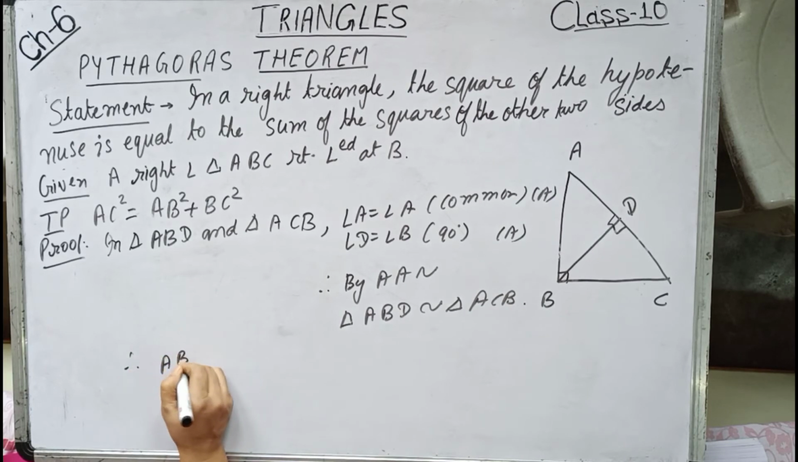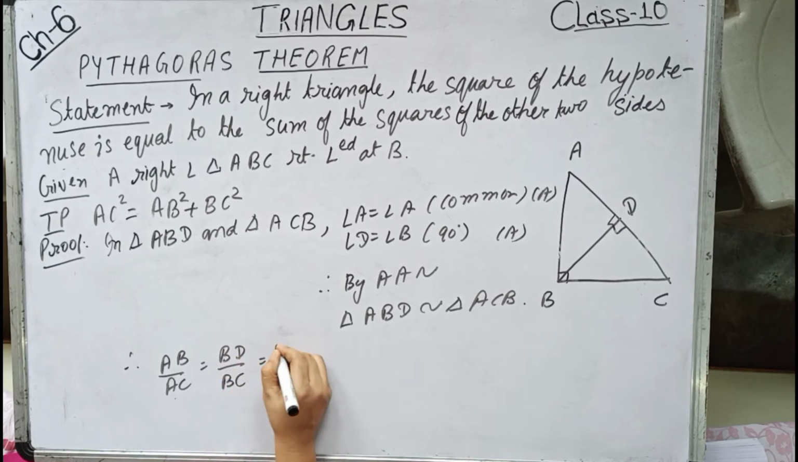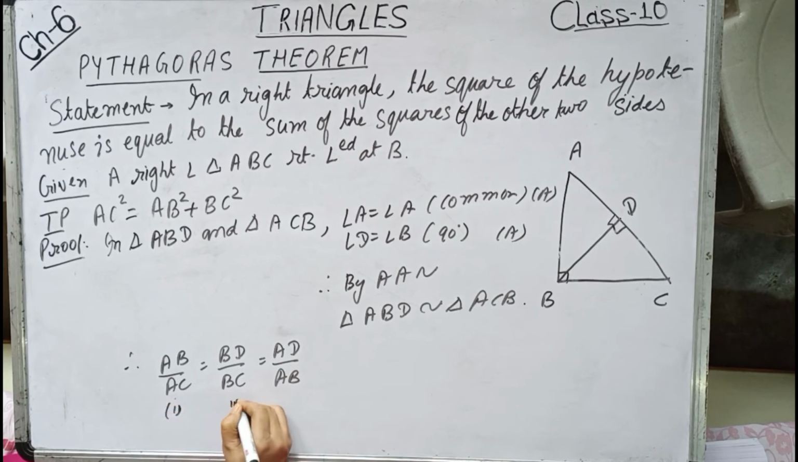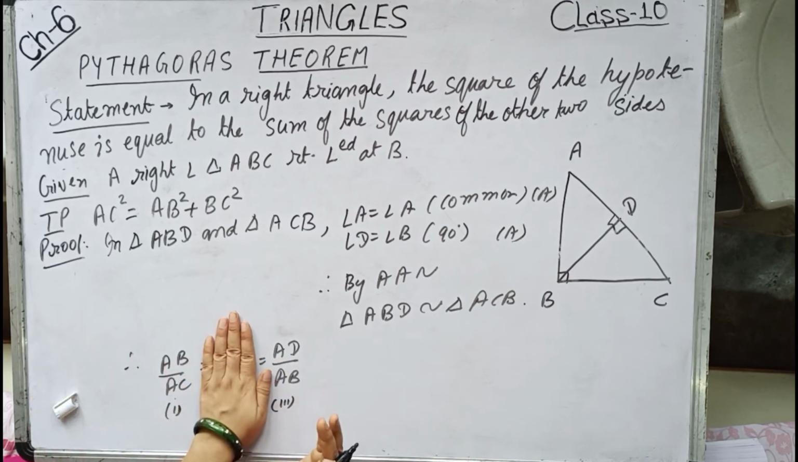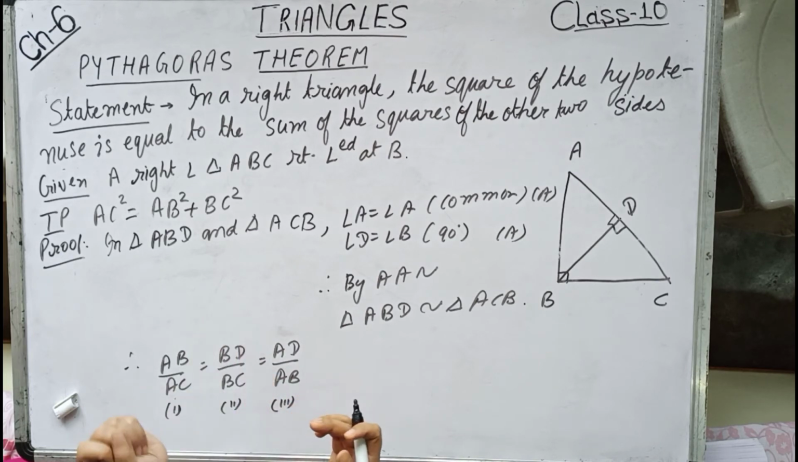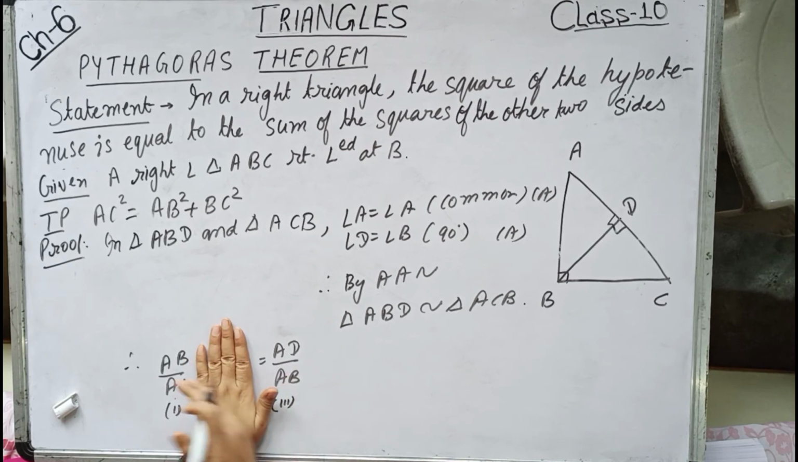Therefore, AB by AC equals BD by BC equals AD by AB. 1, 2 and 3. So, by which 2 I will be getting AB square? So, obviously that is 1 and 3. So, either you write all three, or directly you can write AB by AC equals AD by AB, and cross multiply, you will be getting the answer. So I have written all three so that you should be confident during the examination, and if you write all, there will be no confusion about which two I should take so that I should get AB square.